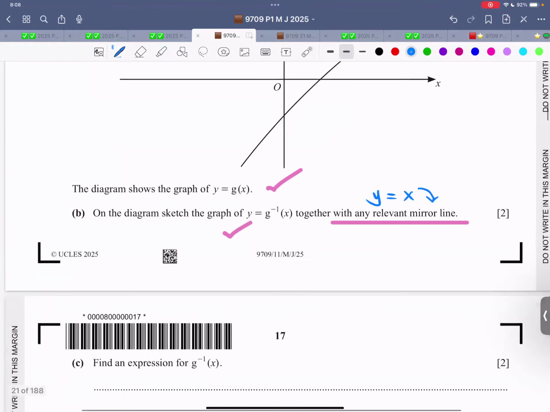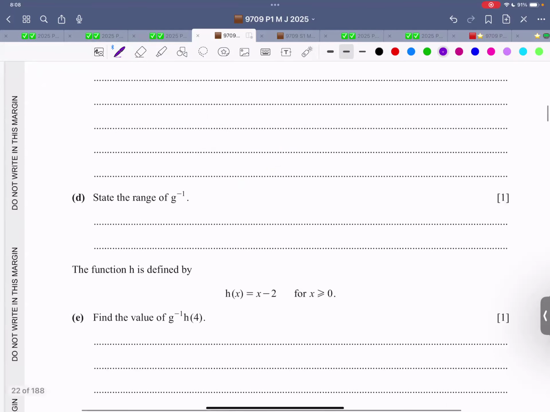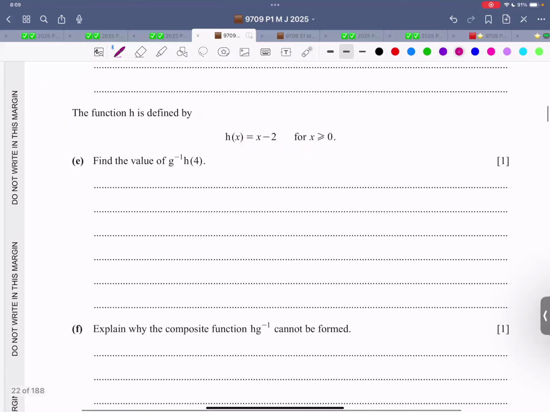So the first 2 parts are easy. The first part is slightly tricky, but overall, it's not that bad. Find an expression for g inverse. So we would write let y equals gx. Therefore, g inverse y equals x. And then we would find the expression. State the range of g inverse. Range of g inverse is the domain of g. Very basic. The function h is defined by such and such. hx is given a straight line. Find the value of g inverse h4. This is composite.